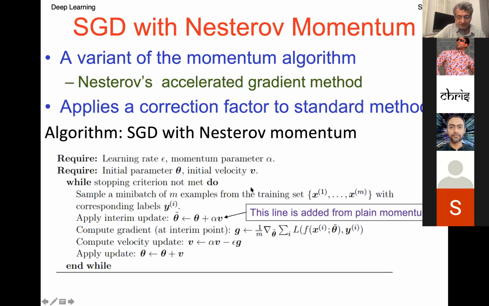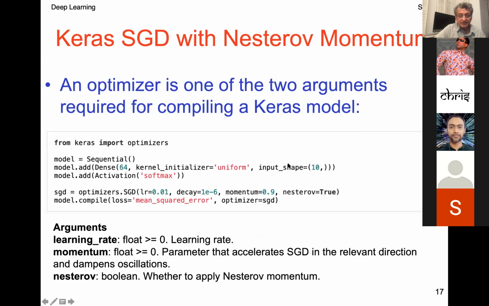So SGD with Nesterov momentum shows the difference here. This line is added to plain momentum. The momentum method was these three lines here. There's one more line being added here to put in the Nesterov correction. Keras SGD with Nesterov momentum is SGD with LR, decay, momentum, and Nesterov equal to true. Do you want the Nesterov version of it?